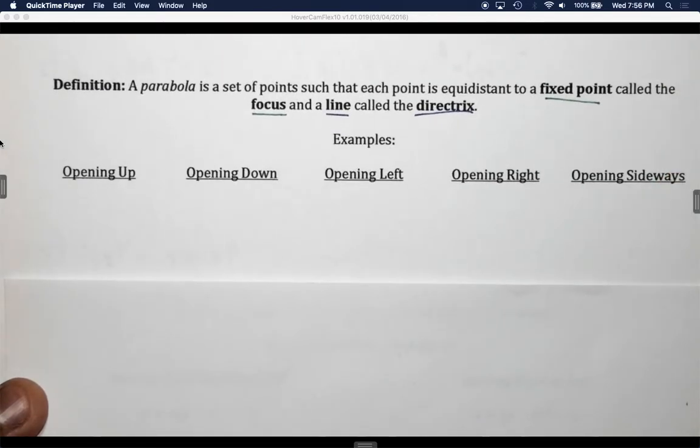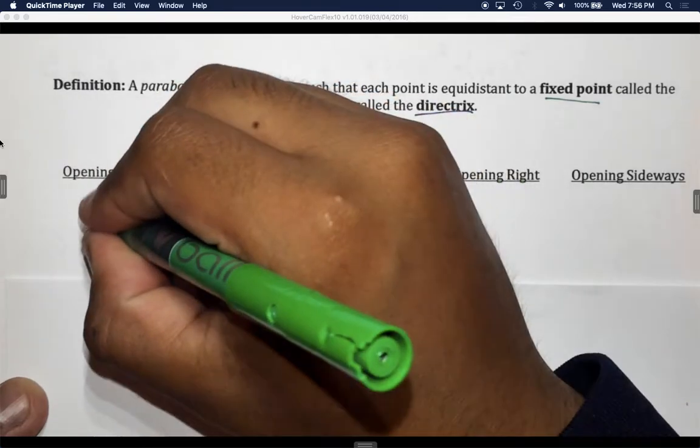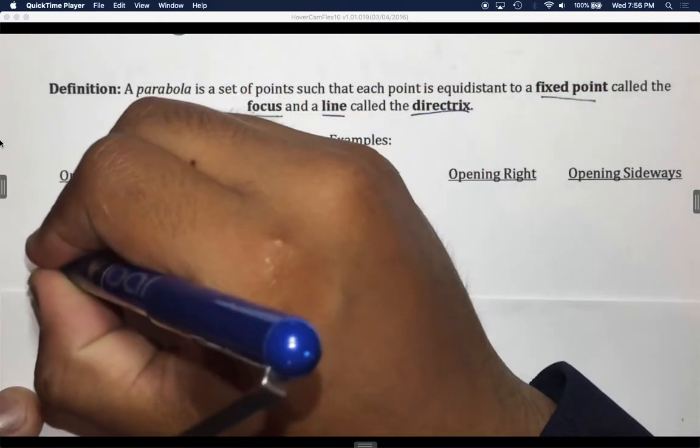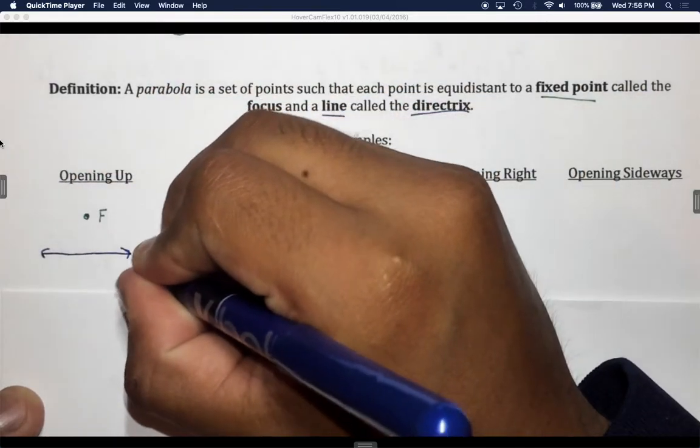So you are going to have a fixed point. That fixed point is going to be called a focus. So that is my fixed point. It doesn't move. That's my focus. And then you're going to have a line. Now this line is going to be a horizontal line for us. We're going to call that line a directrix.